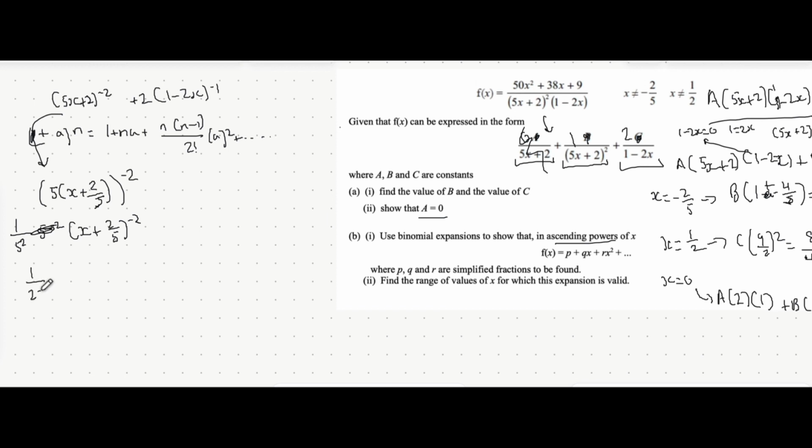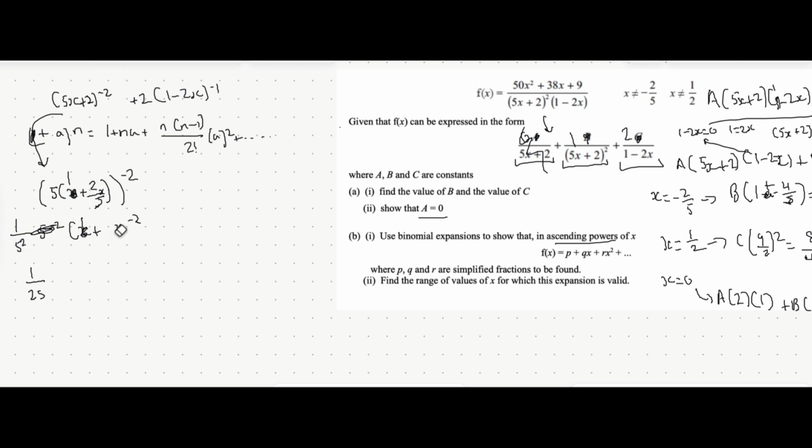So we have 1 over 25, and then, oh, sorry, I just realized one thing. I wrote x here. I was supposed to write 1 plus 2 over 5x. Same here, 1 plus 2 over 5x. Sorry about that. Okay, that looks quite messy.